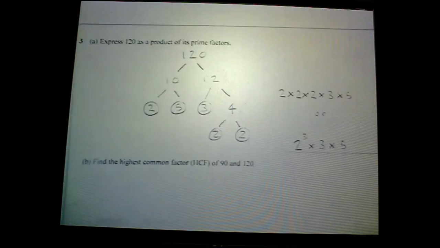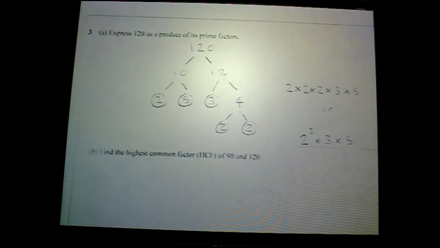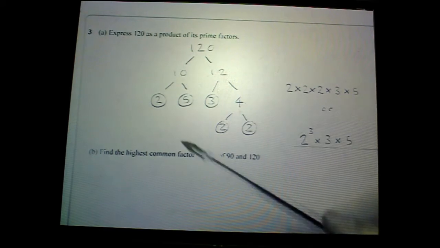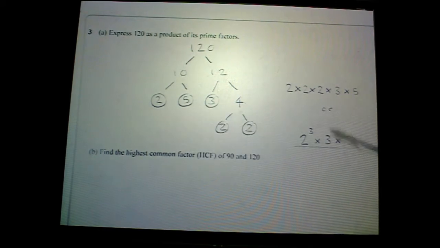Express 120 as a product of its prime factors. There you go. This is when you break it down like this. You can see what I've done, and the answer is all the prime numbers at the bottom multiplied together, or even better, you can use 2 cubed times 3 times 5.